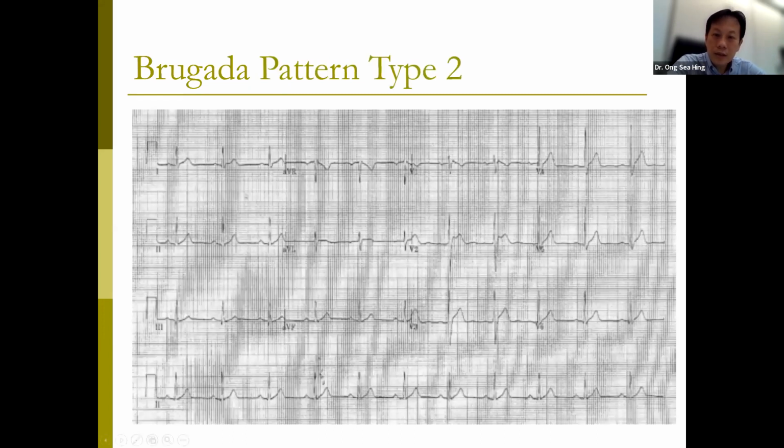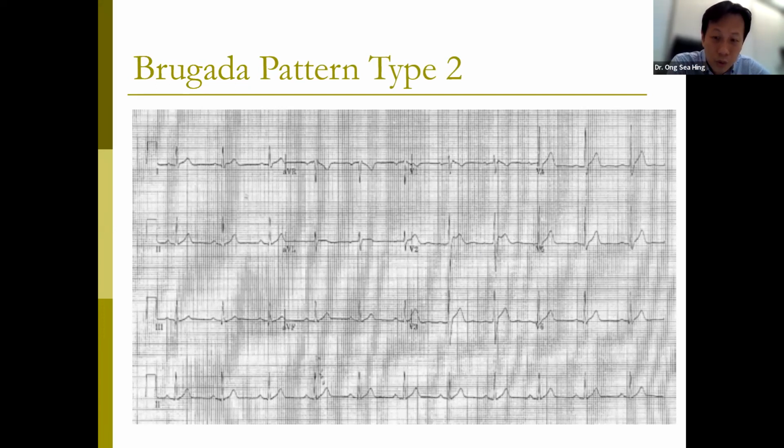So this is an example of a type 2 Brugada pattern. If you see this concave or saddle-shaped type of ST elevation in V2 and a bit in V3, and this is more than 1 millimeter. So if it's less than 1 millimeter, it's type 3. If more than 1 millimeter, it's type 2.